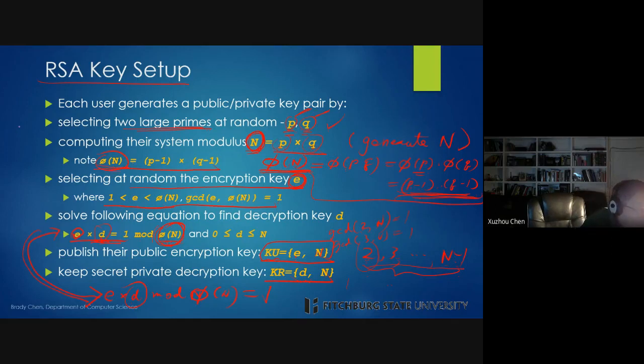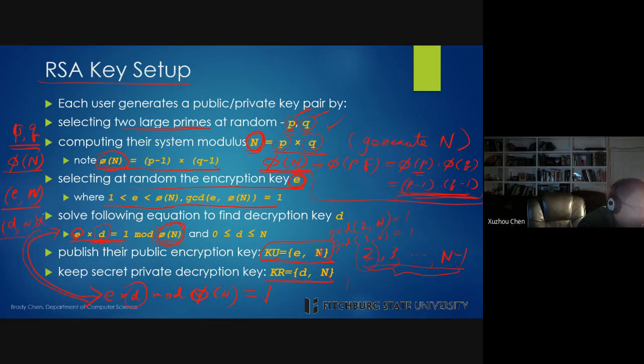So you keep these secret. Make sure you don't tell people these two prime numbers, and make sure you don't tell people phi of n. Then you're safe. Even if you tell people the value of E and N, that's okay. You can tell people, this is my public key, and they cannot find the D.